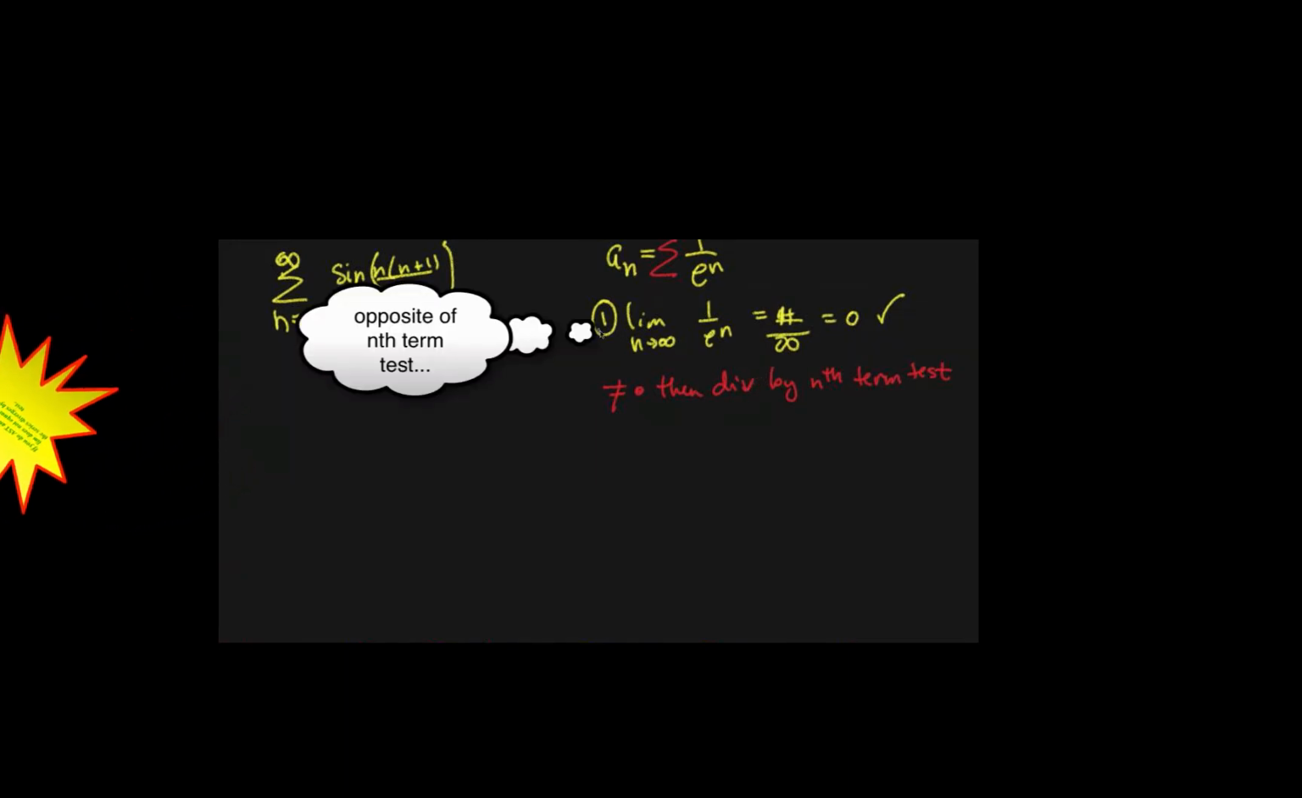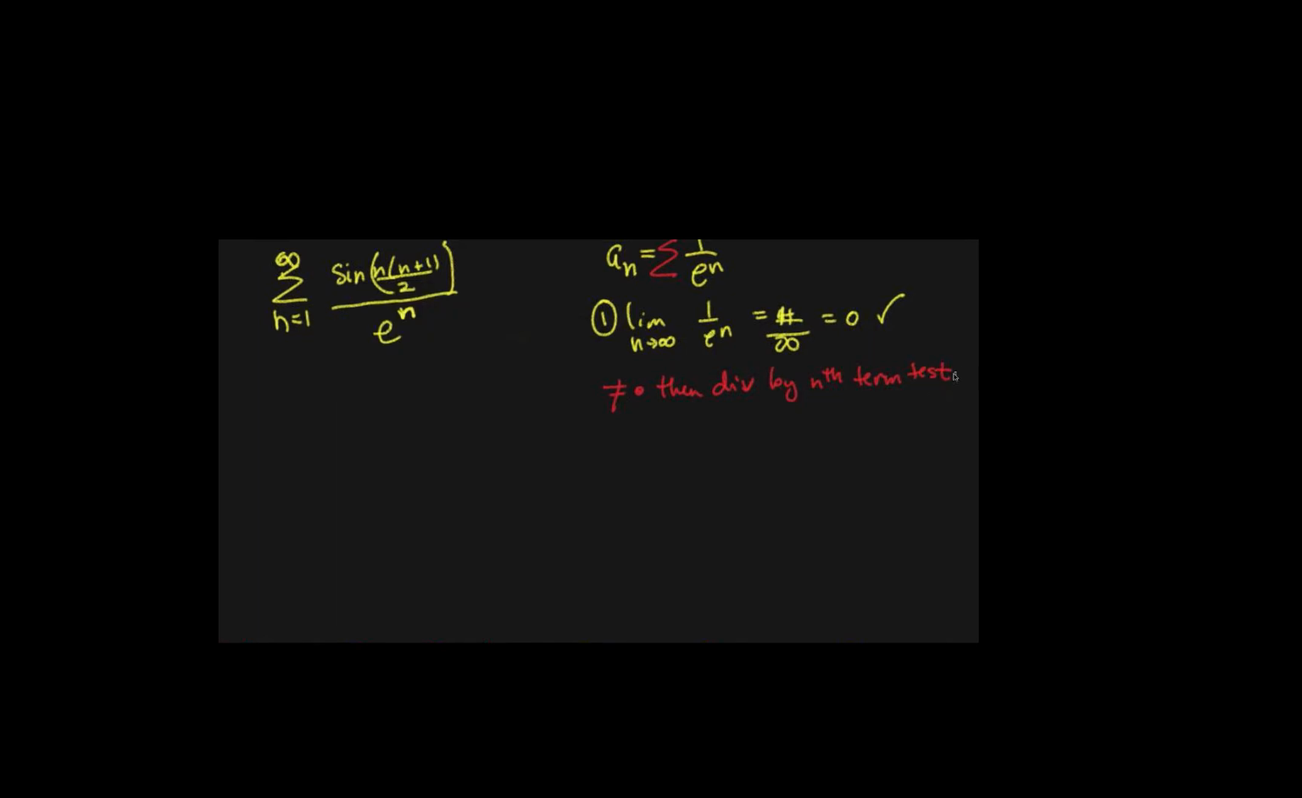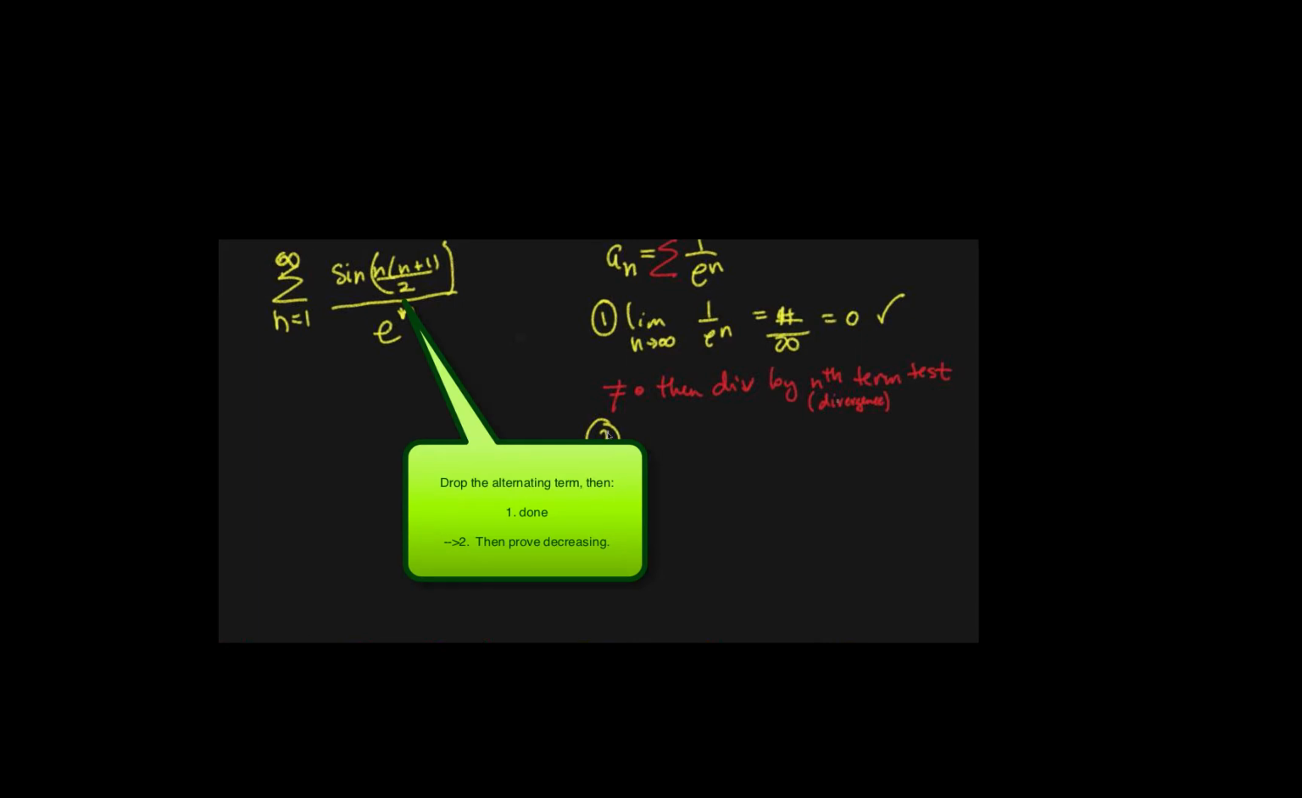So the first condition of AST is the opposite of the divergence test. So if we pass it, we move on to AST. But if we fail it, then we say diverges by nth term, or you could have put divergence test. Then at that point, what you do is what? You have to see if it's decreasing. Okay, how do I see if it's decreasing? You can do the derivative.